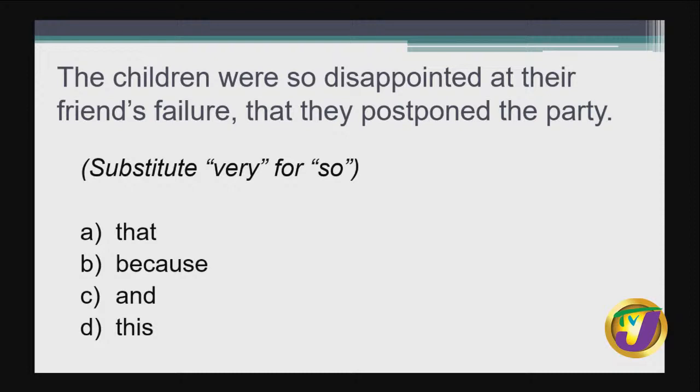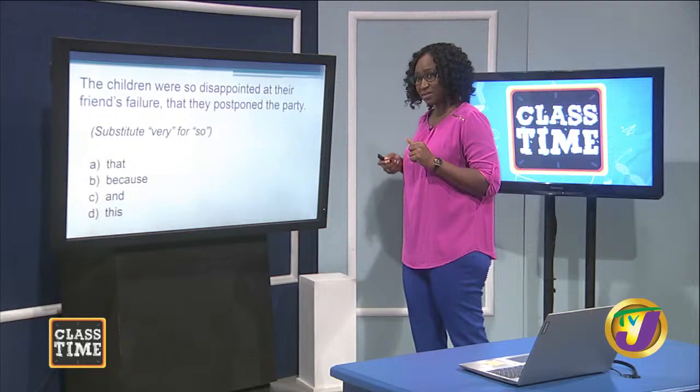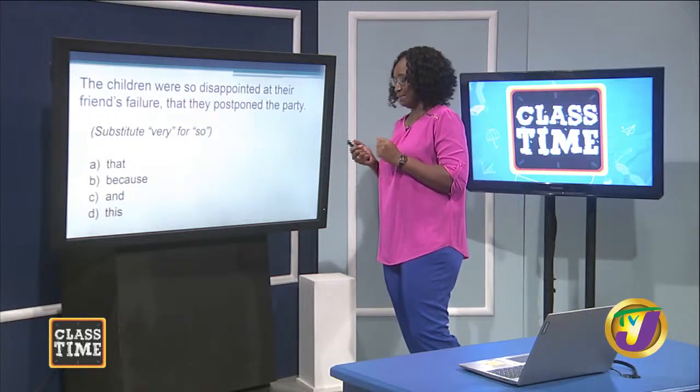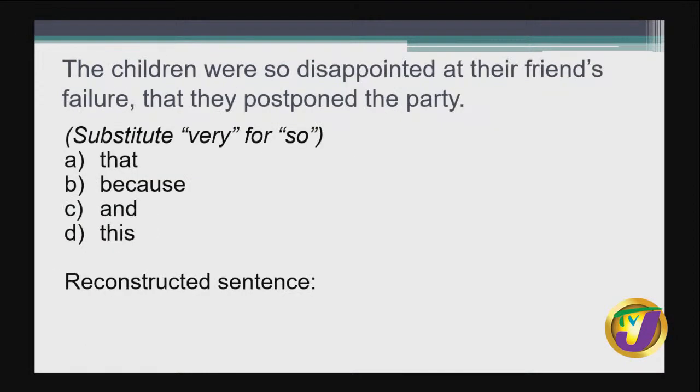Remember, it's not the children were so disappointed anymore. It is the children were very disappointed. So which of these expressions can you use in your new sentence that is still going to say, because they were disappointed, they did not bother to have the party. They postponed it. You have 4 options. It's tight, it's sticky. Let us see now. All right, the reminder is right there. You're taking out so, and you're going to put in very.